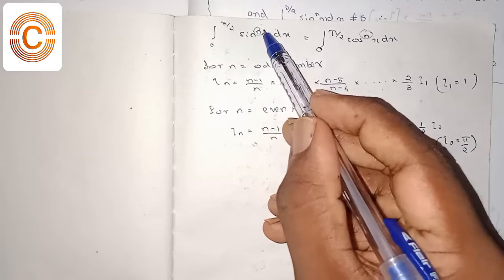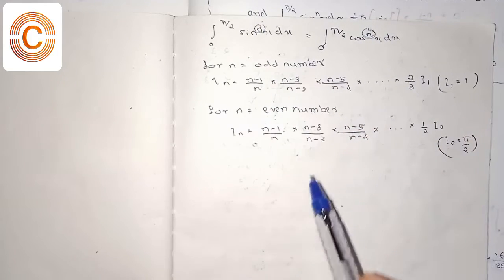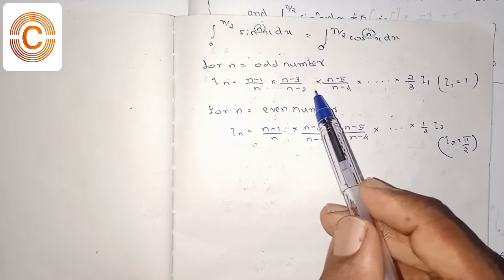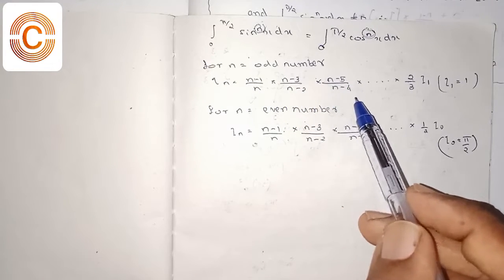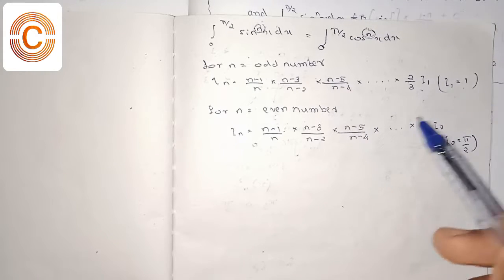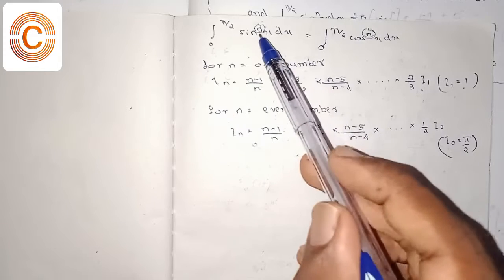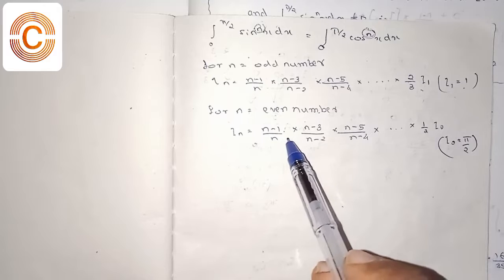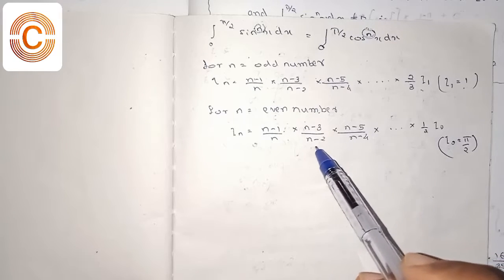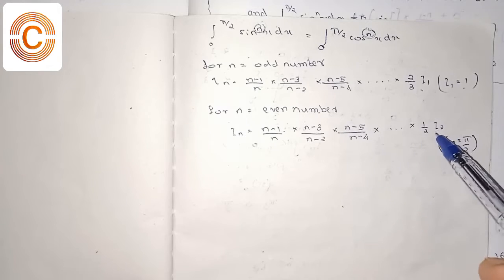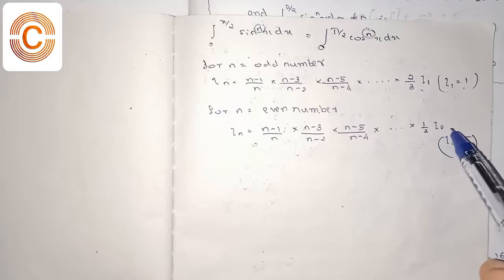When the power n is an odd number, then I_n is equal to (n minus 1) divided by n into (n minus 3) divided by (n minus 2) into (n minus 5) divided by (n minus 4) into etc., into 2 divided by 3 into I1, where I1 is equal to 1. When n is an even number, then I_n is equal to (n minus 1) divided by n into (n minus 3) divided by (n minus 2) into (n minus 5) divided by (n minus 4) into etc., into 1 by 2 into I0, where the value of I0 is equal to pi divided by 2.